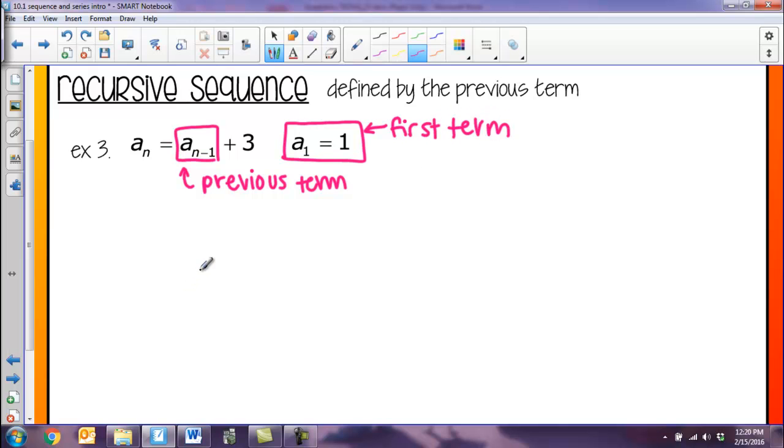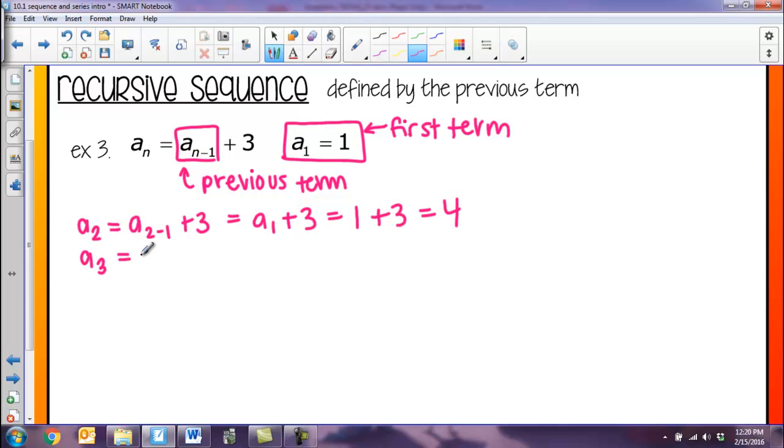So if I wanted to find a couple terms here, you'd say that a sub 1 we know already. A sub 2, if I replace that in, I'd have a sub 2 minus 1 plus 3. And so we know that a sub 2 minus 1 is just a sub 1. And we know what a1 is. It's 1 plus 3. So we know that the next term is then 4. Okay, and so we'd keep doing that in order to find our next couple terms. And so again, I take the term before it, which would be the second term in this case. That was 4, and then I just add 3 to it.